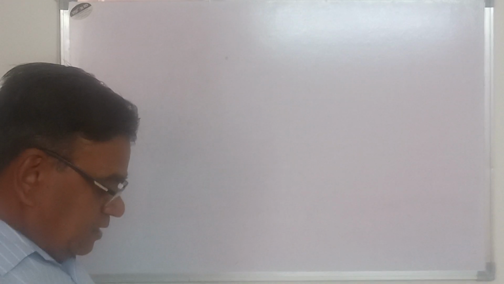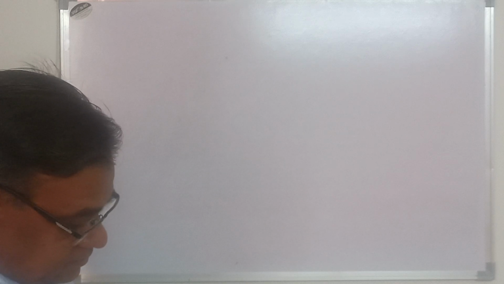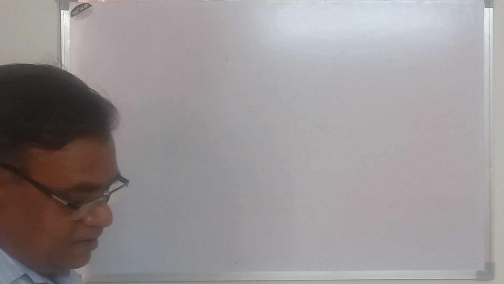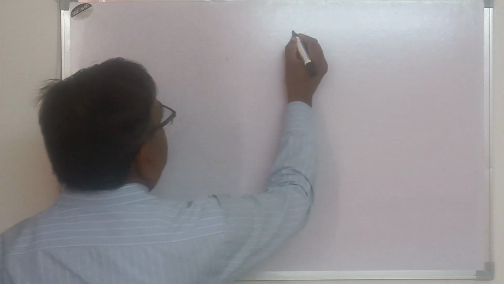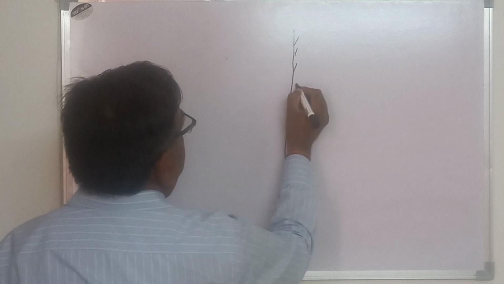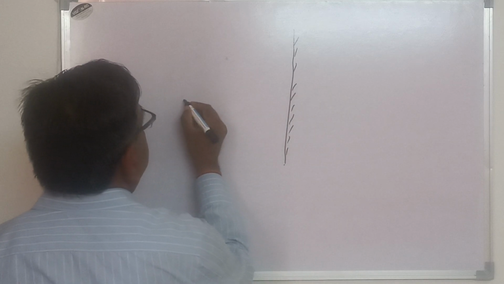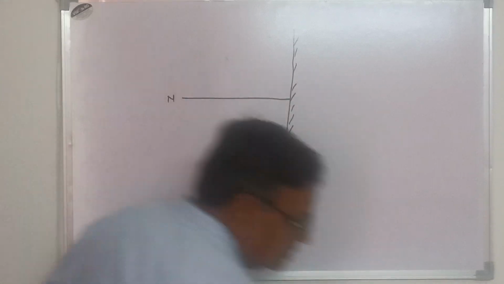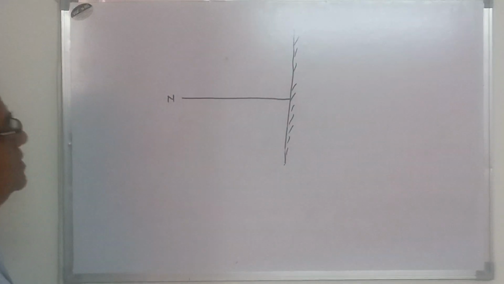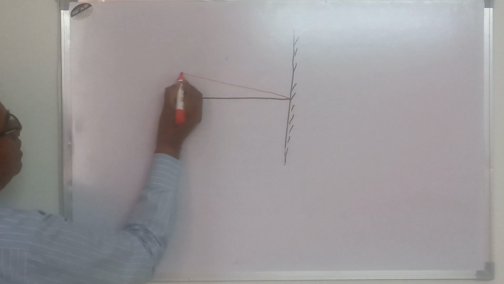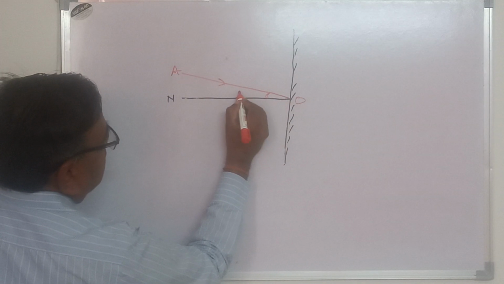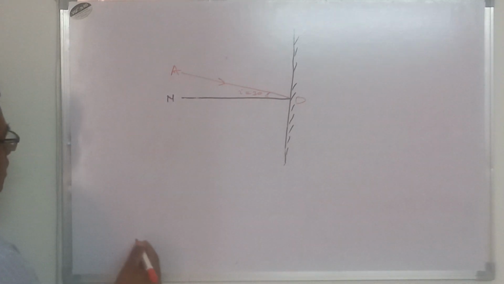A ray of light strikes a plane mirror such that its angle of incidence is 30 degrees. What is the angle between the reflected ray and the mirror? Not from the normal, he is asking. This is the mirror, this is the normal. A light ray is coming with angle of incidence 30 degrees, striking here. This ray goes to AO, making this angle i equal to 30 degrees. What is the question?